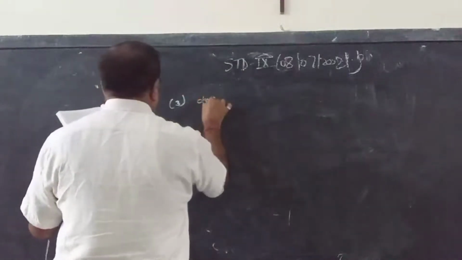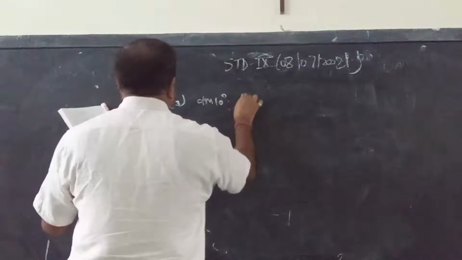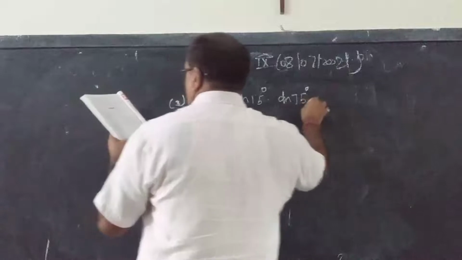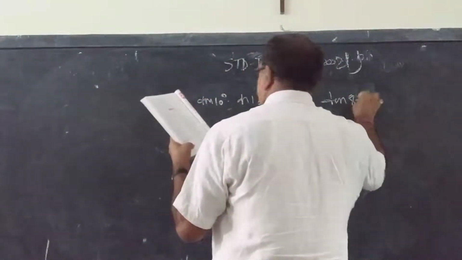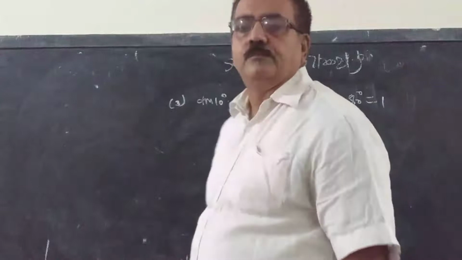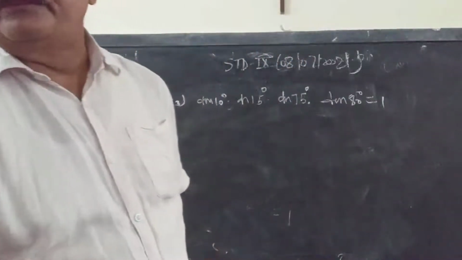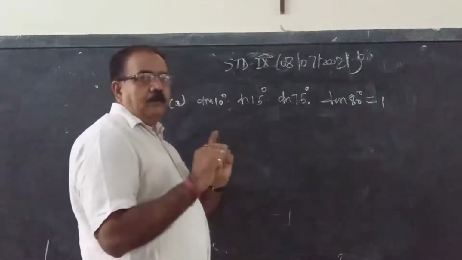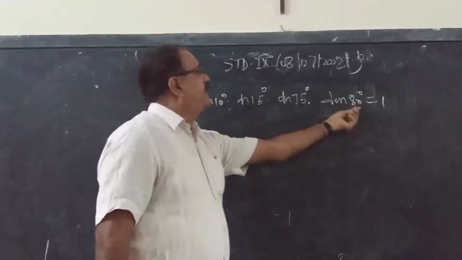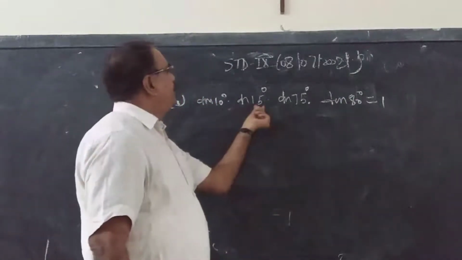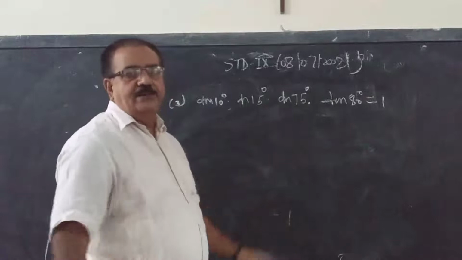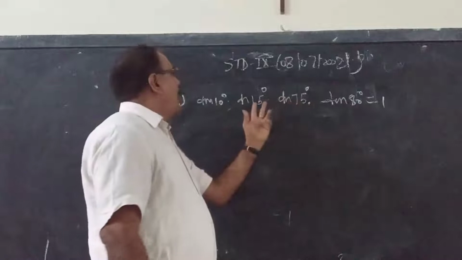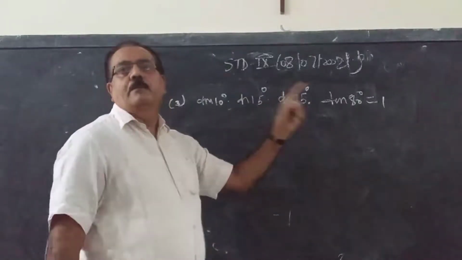Next: tan 10 degree, tan 15 degree, into tan 75 degree, into tan 80 degree. You have to prove it is equal to 1. See here, only one term is there. Now I am giving you an idea. 10 degree plus 80 degree becomes 90. 15 degree plus 75 degree becomes 90. So from these two we will convert one of them into the complementary angle, and from these two we will convert one of them into the complementary angle.